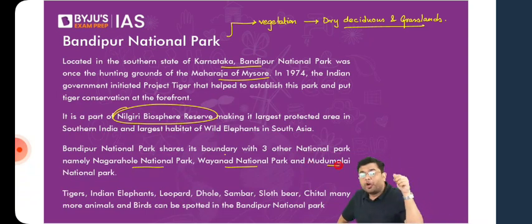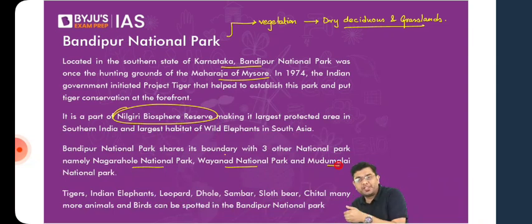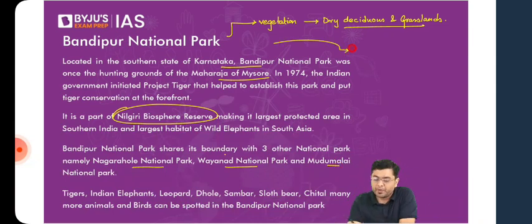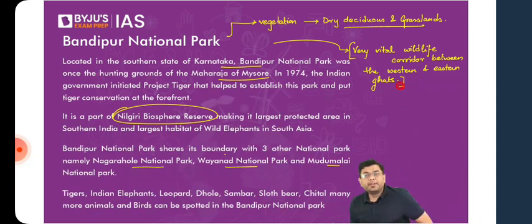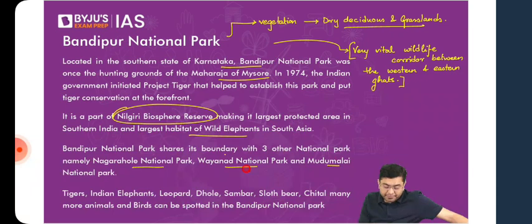For all the various species who try to move from the region of the western to the eastern Ghats and vice versa, this ends up serving as a very vital wildlife corridor, a corridor between the eastern and the western Ghats. Okay, so that is what is observed in general. So here also you will find one of the largest habitats for wild elephants, one of the largest, not the absolute largest. Then we come across the marine protected areas.